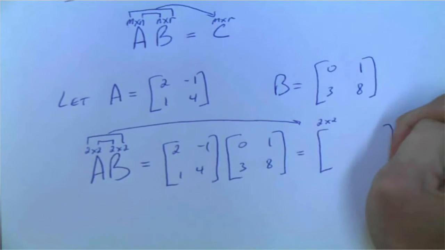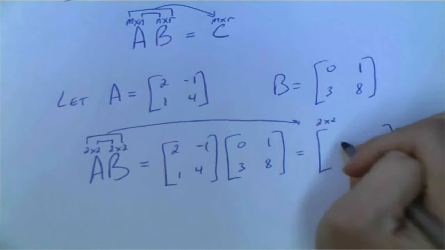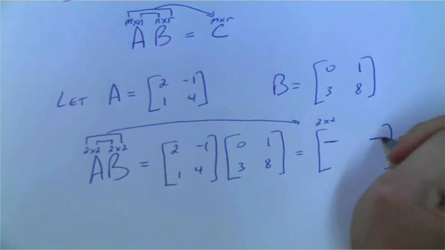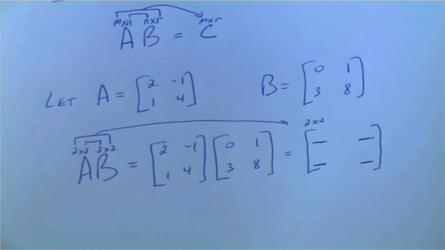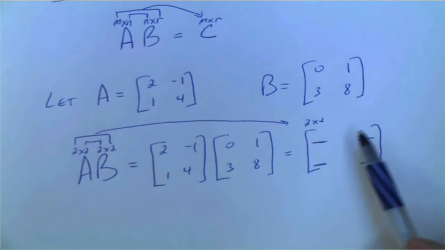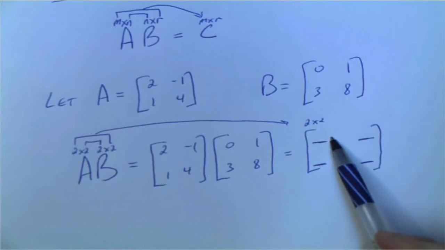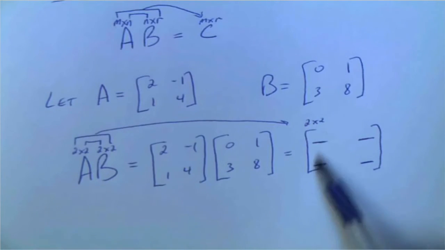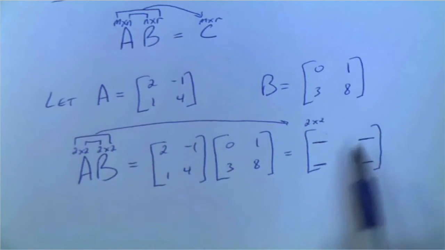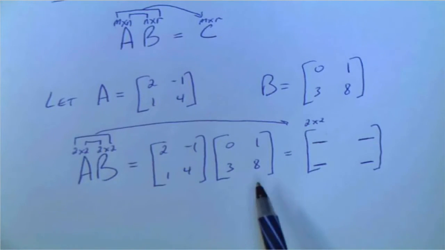So we have 4 entries to find. We have this one, this one, this one, and this one. That's what we need to find. In order to find them, there is a little pattern that's going to come into play. Let's find this first entry. We need to make note what row and what column we are on. This would be row 1, column 1. That's to get this spot right here. Everybody with me?